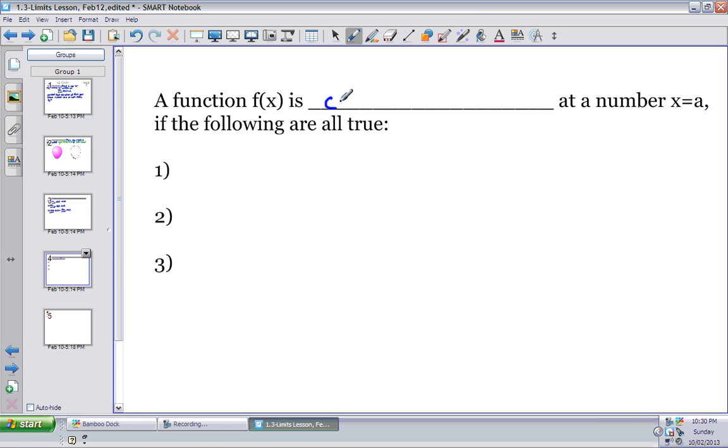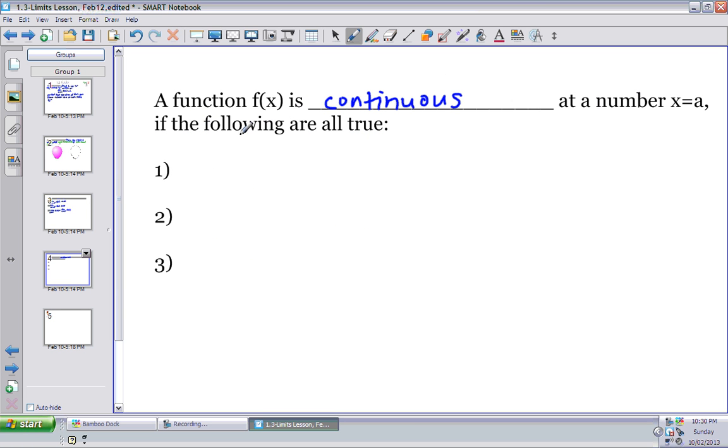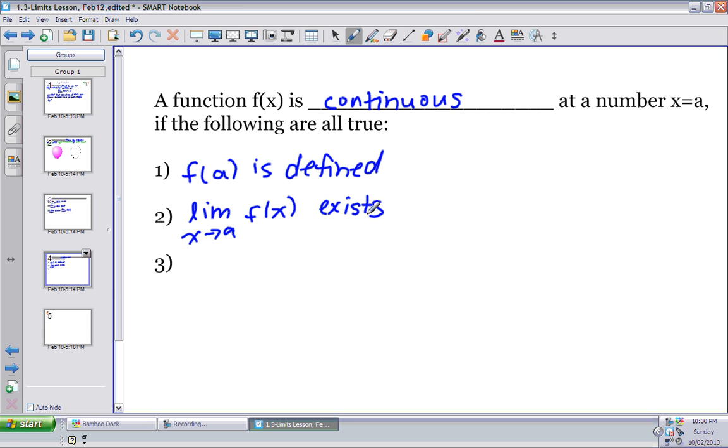So a function f of x is continuous at a number x equals a, just like before. Here we had the limit as x goes to a from the left, from the right. So here, f of x is continuous at that number if the following are all true. All right? So this is that f of a is defined. If it's not defined, you can right away say it's not continuous. Also, the limit as x goes to a of f of x exists, and the limit as x goes to a of f of x equals f of a, sorry. If those are equal, and if all of these three things are true, then we can say that it's continuous.